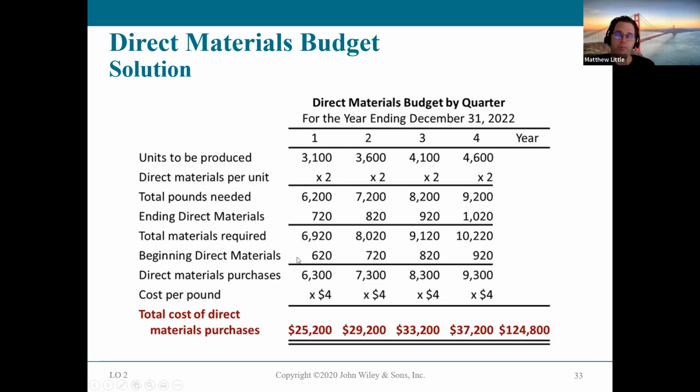And let's assume we started with 10% at the beginning of the quarter, so we'll subtract the opening. So the total amount of direct materials purchased required for quarter 1 will be 6,300. And you'll notice that slightly exceeds the pounds actually needed or consumed in that quarter. Then we can multiply that direct materials purchased by the per unit cost of $4, and we can get our total direct materials cost. You can see it growing over time up to $124,800 for the full first year, or for the year of 2022.